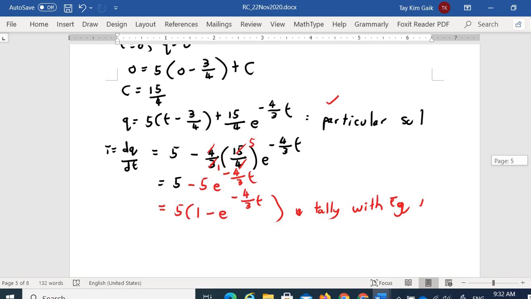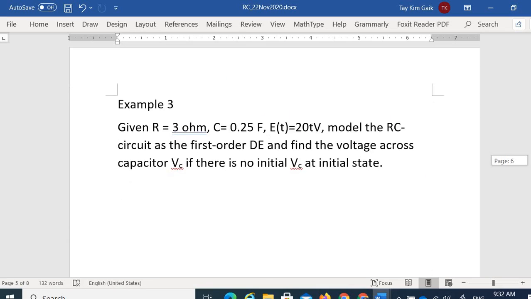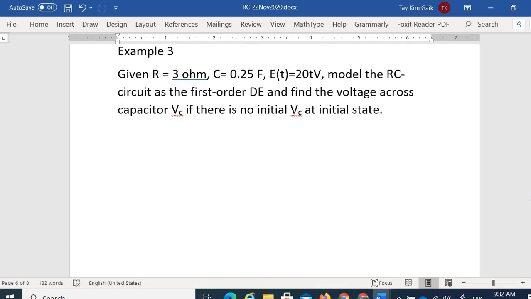Okay, the third example from the same RC circuit: we can model in terms of VC, which is the voltage across the capacitor. So the same RC circuit we have seen, we can model in terms of current, charge Q, and now the voltage across the capacitor VC. We have the RC circuit VR plus VC equal to ET, and VR is IR.